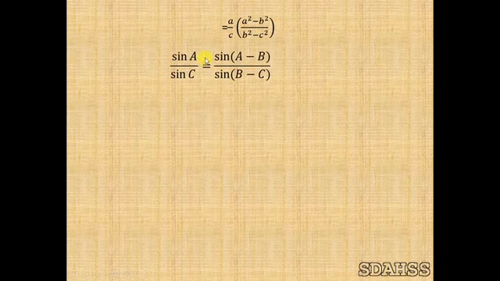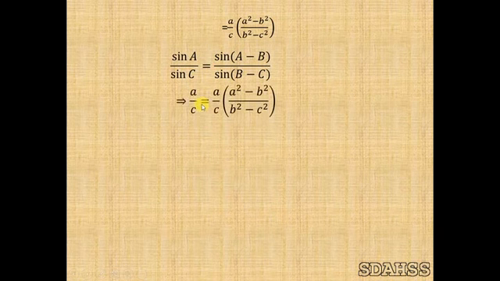Now consider the given question. Sin A by sin C is equal to sin(A minus B) divided by sin(B minus C). Now you have to write the answer. Sin A by sin C is a by c, equal to sin(A minus B) by sin(B minus C), which is a by c into (a square minus b square) divided by (b square minus c square). A by c cancel.